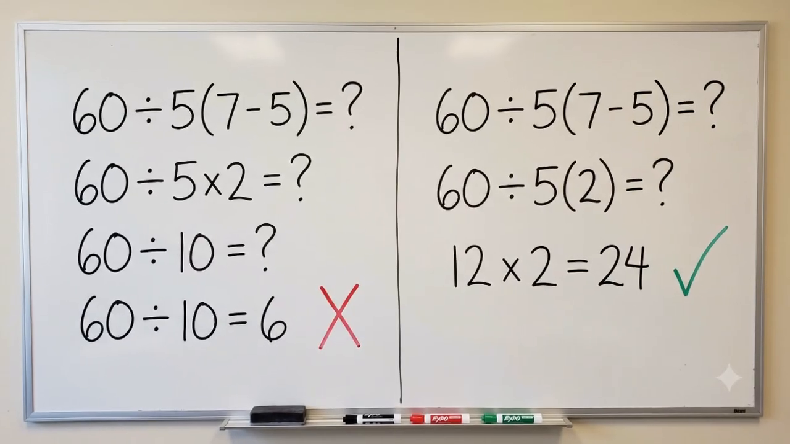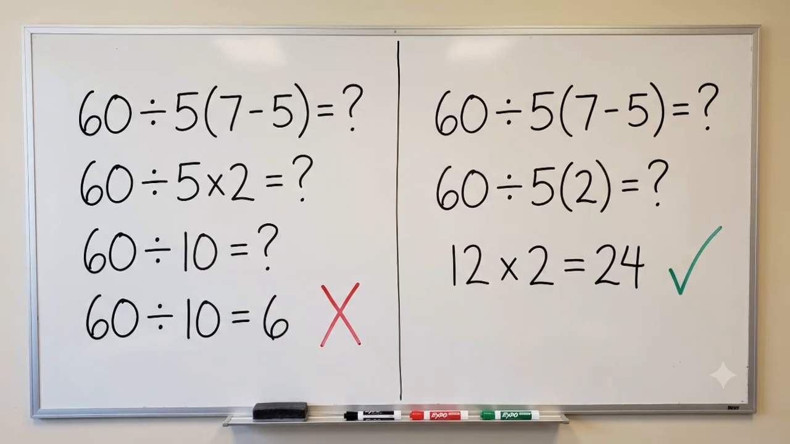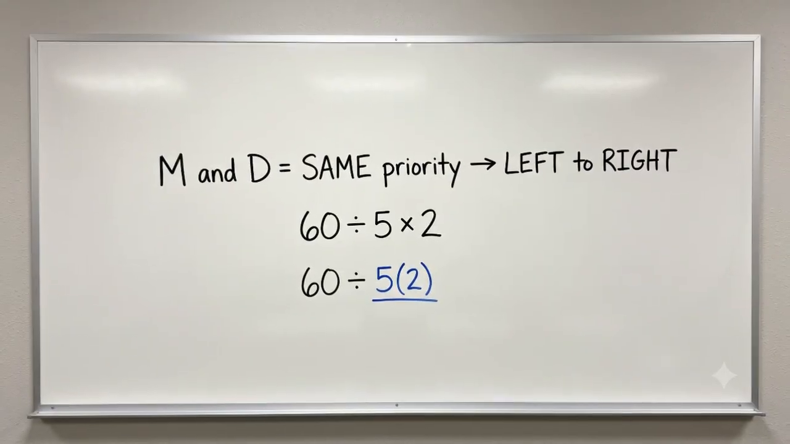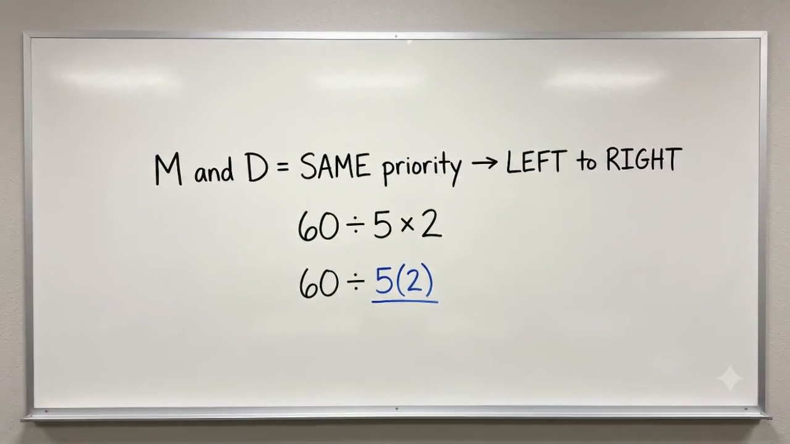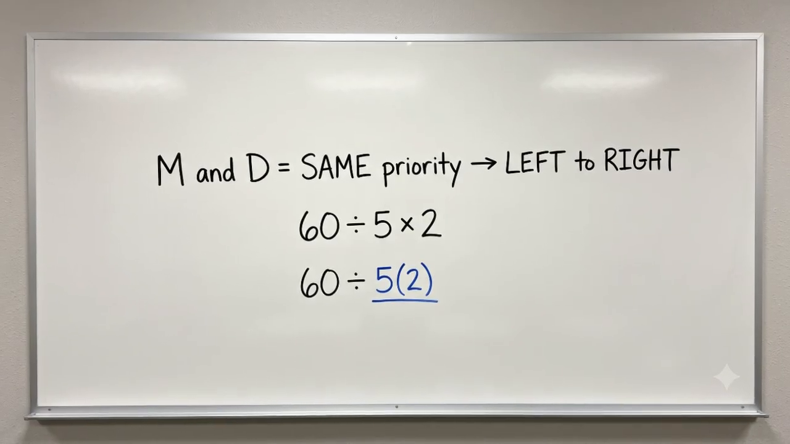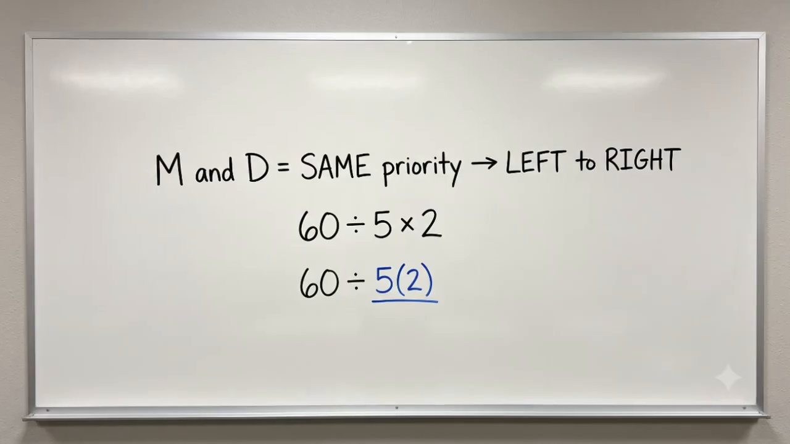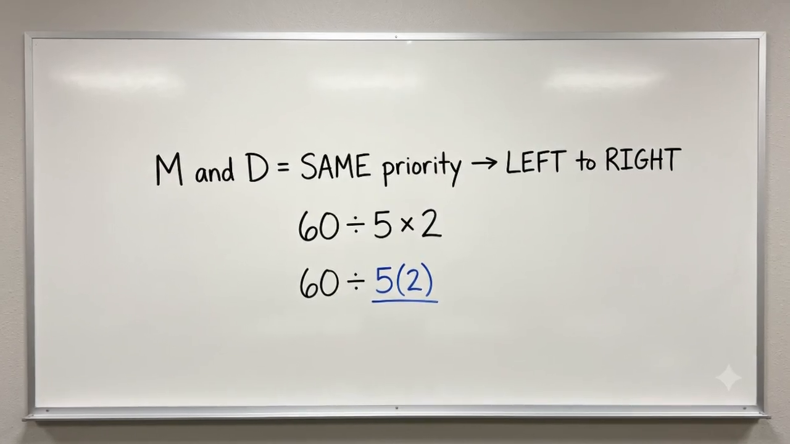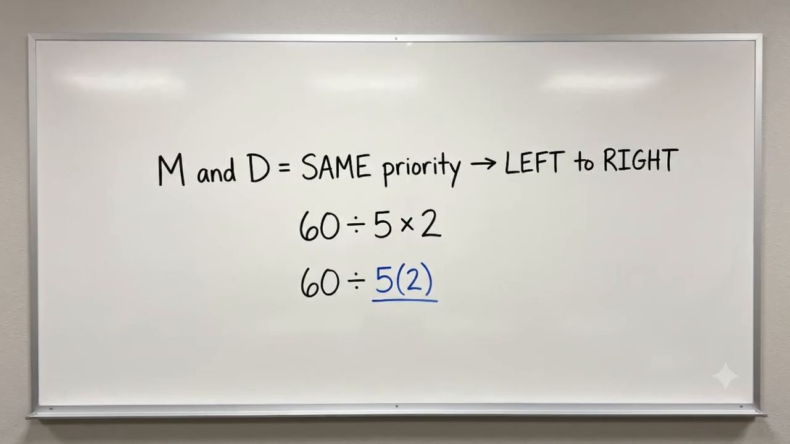Here's the rule you need to remember. When multiplication and division appear together, you work left to right, whichever comes first. The notation 5 times 2 is just multiplication. It doesn't get special treatment. If the expression was 60 divided by 5 times 2, nobody would get it wrong. But write it as 60 divided by 5(2), and suddenly half the internet fights about it.